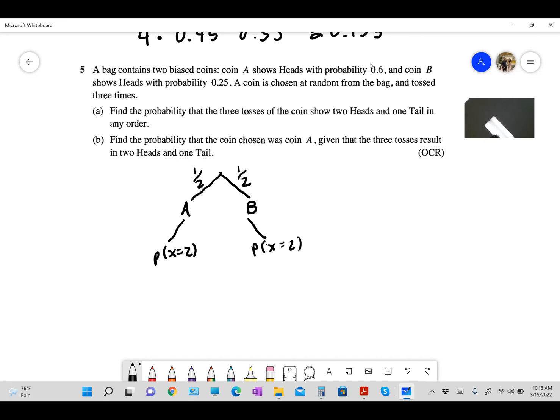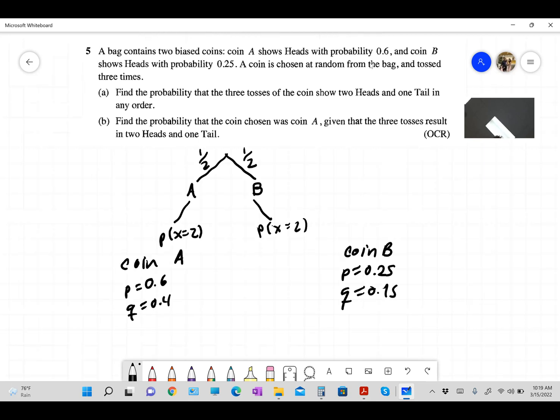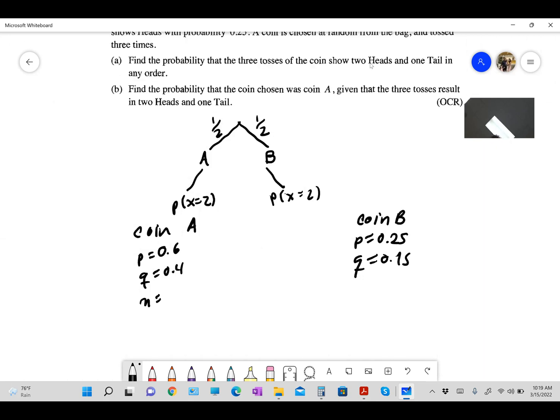So what you have here is coin A and coin B. Now, when you read the rest of the question, it says coin A shows heads with probability of 0.6. So P here is 0.6, Q is 0.4. And for coin B, P is 0.25 and Q is 0.75. Now we're tossing the coin 3 times, so N is 3.